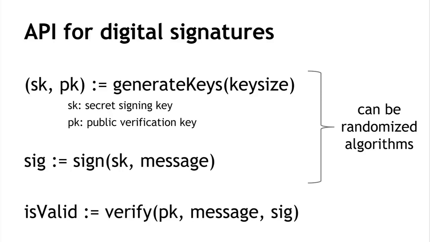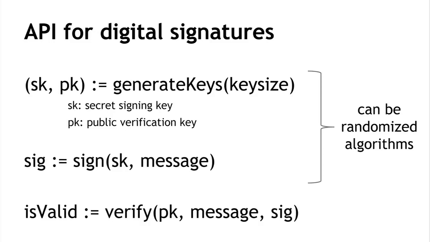The second operation is the sign operation. You take your secret signing key and some message that you want to put your signature on, and it returns SIG, a signature. It's just some string of bits that represents your signature. The third operation is verify, which takes something that claims to be a valid signature and verifies that it's correct. It takes the public key of the signer, the message that the signature is supposedly on, and the supposed signature. And it just says yes or no: is this a valid signature?